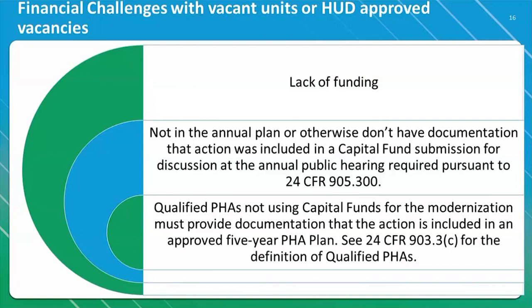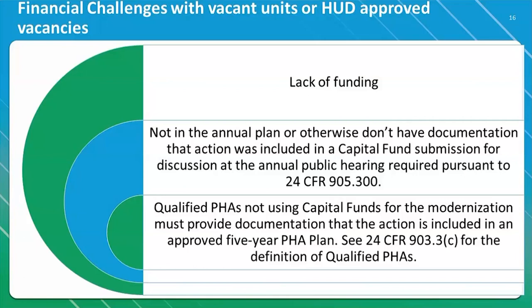The annual plan or otherwise, where they don't have documentation that action was included in the capital fund submission for discussion at the annual public hearing, which is a requirement in 24 CFR, the Code of Federal Regulations. The excerpt is in 905.300. We want to make sure that we have our needs addressed when we do bidding and we are using capital funds, that a public hearing was done, and the project is planned for, other than emergency. We know when a disaster occurs, you can immediately put that into action and revise it in your five-year plan under the emergency rule.